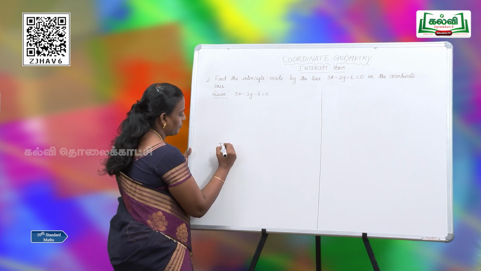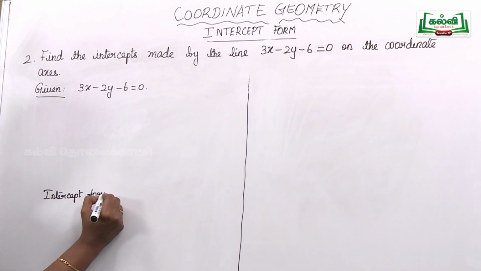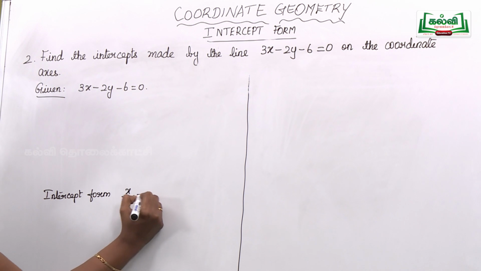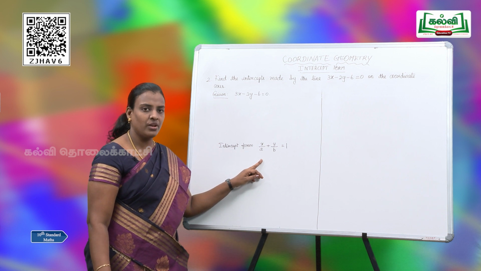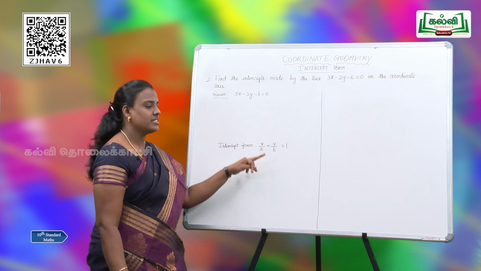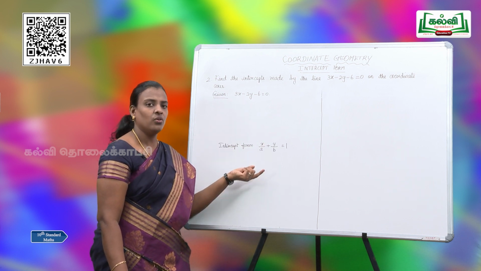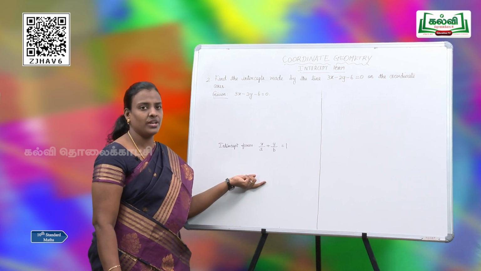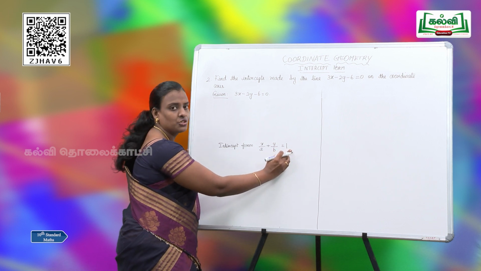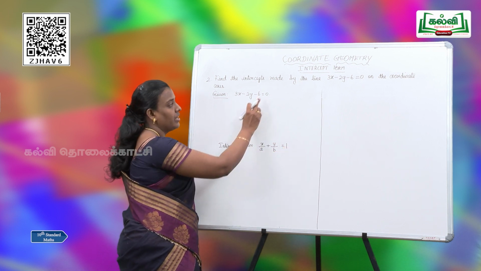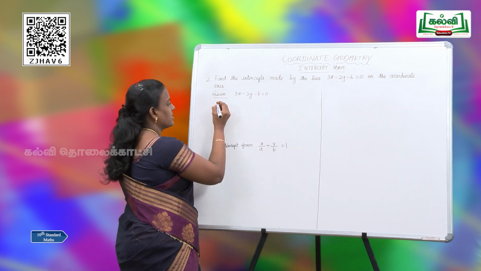Now, what is the intercept form? Yes, in this class you studied x by a plus y by b is equal to 1. So, if I want to compare with this equation, just like this I cannot compare. This given equation should also be written in the same form. Only then it will be easy for me to compare. Otherwise, I cannot compare. So, in the general form, you have equal to 1. That means the right hand side should be 1. And here the right hand side is 0.